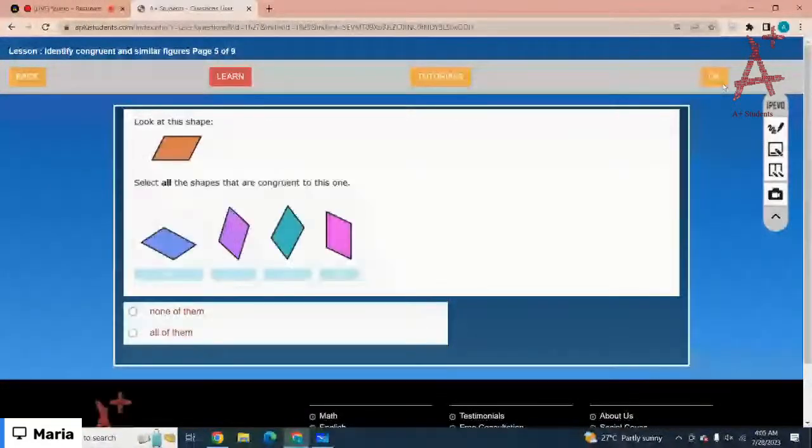Okay, look at this shape. Select all the shapes that are congruent to this one. So which is the correct option? I think all of them are congruent to the given shape. So the correct option is all of them.